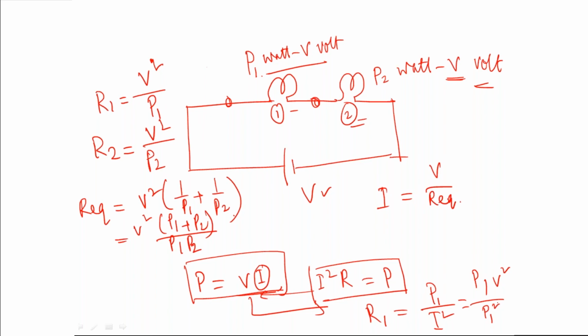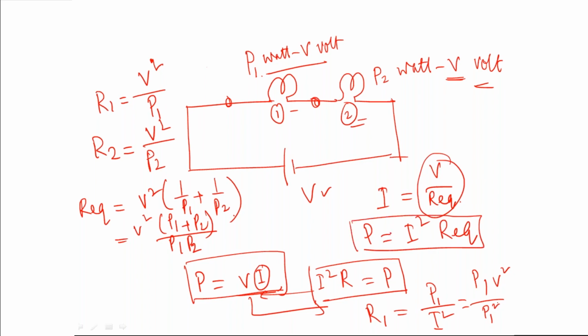So I have got R equivalent. Now if you want to find the power dissipation, it is I square, which I'll get from here, times R equivalent for the circuit. If you just multiply these two, you'll get the answer. So what is the answer? The answer will be P1 P2 divided by P1 plus P2. Okay, this is the answer.